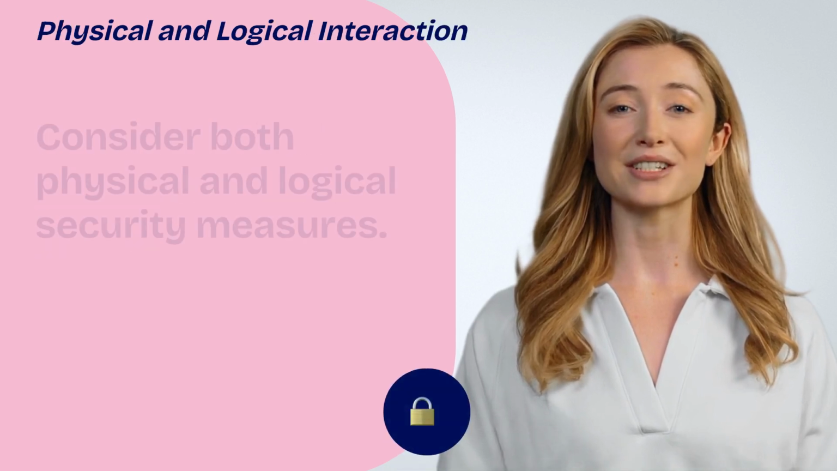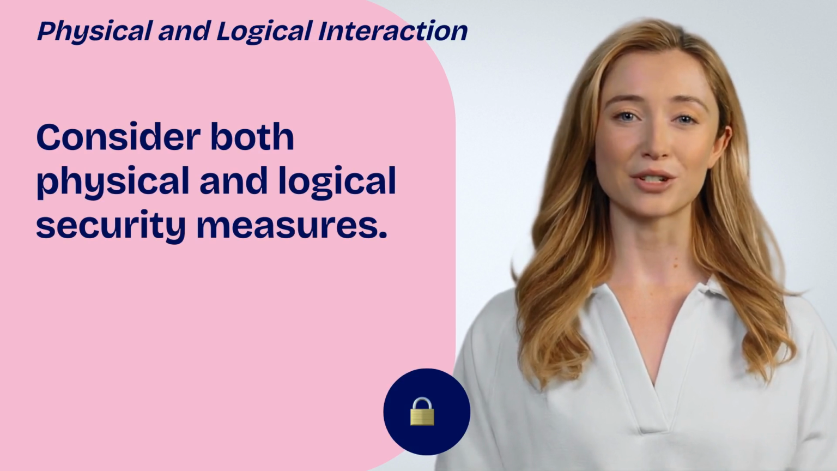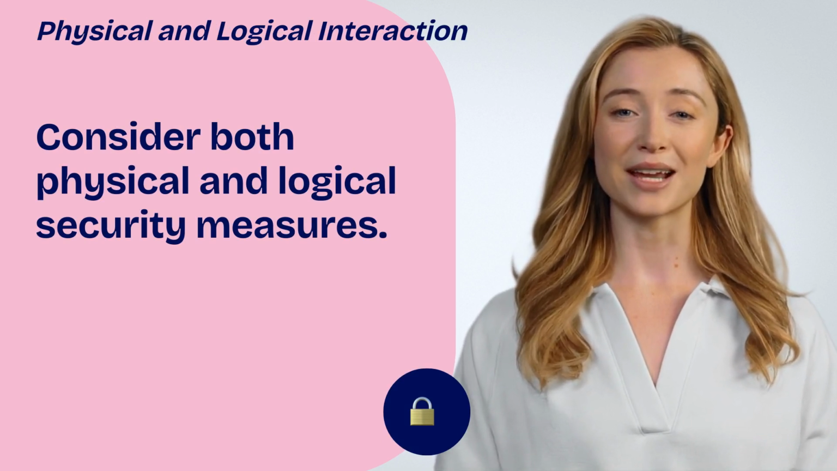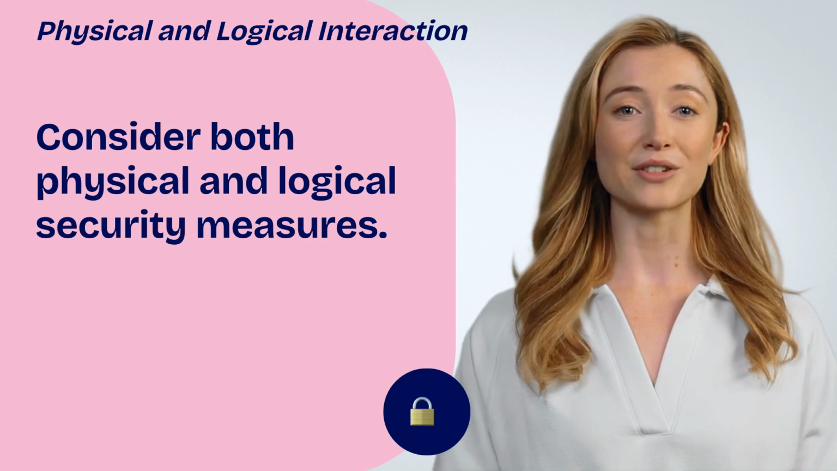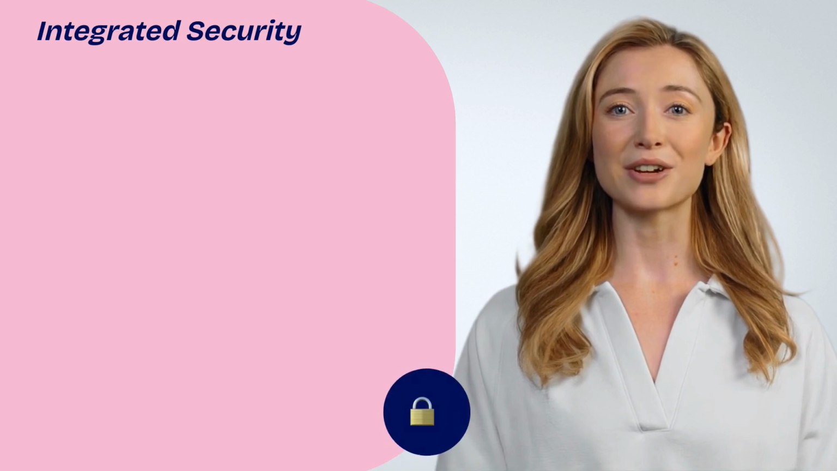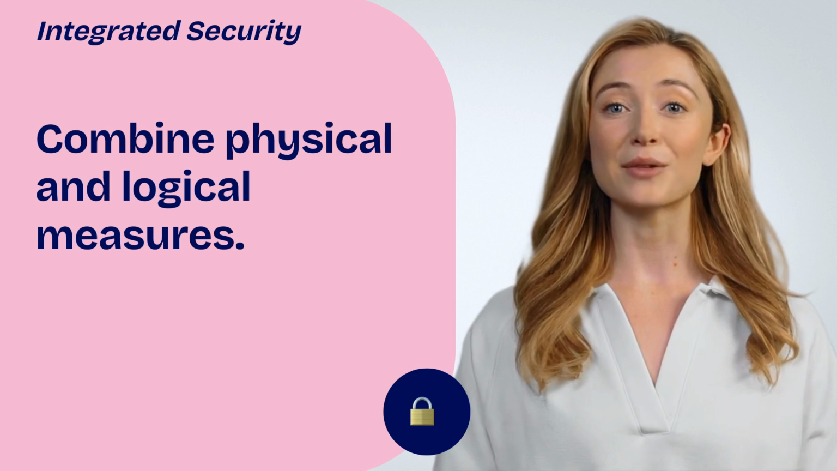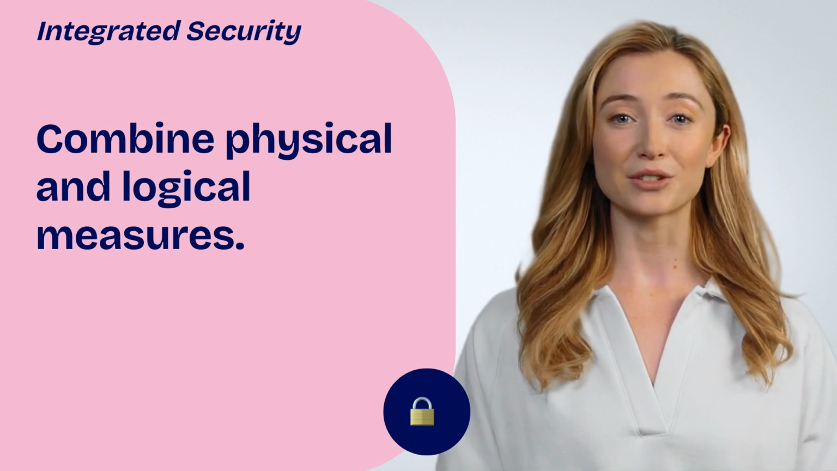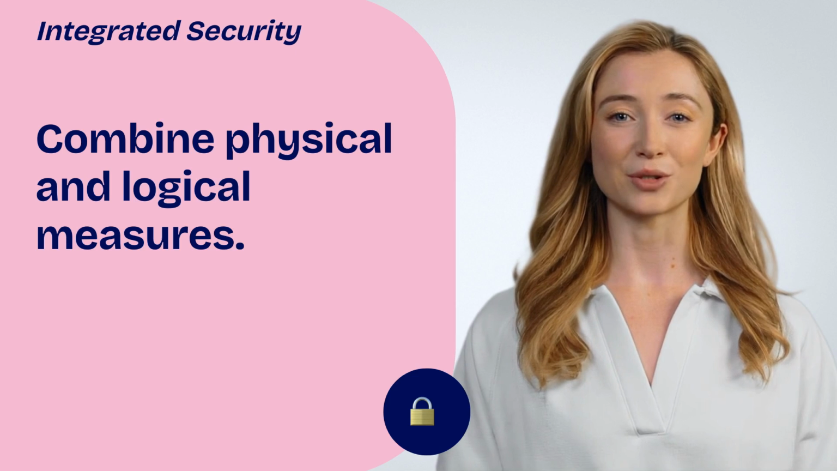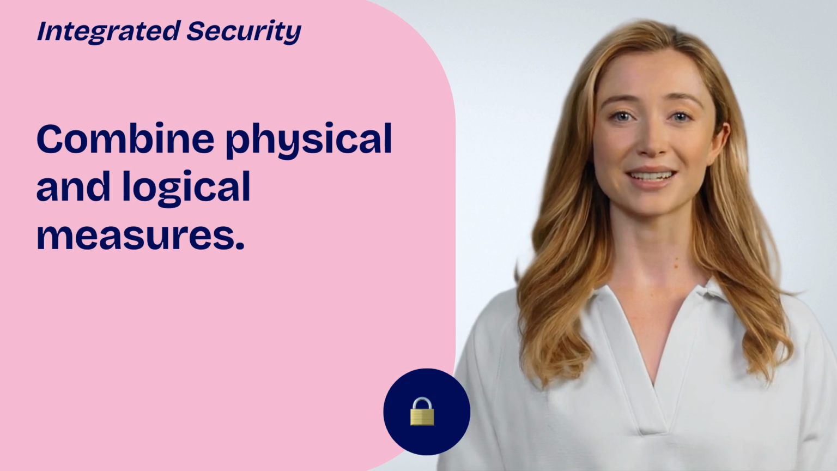We also need to consider how physical and logical topologies interact. You might have a secure logical setup, but if someone can physically access your network equipment, all that security can be bypassed. Integrated security. Combine physical security measures with logical ones. For example, if you have a secure logical setup, ensure physical access is equally controlled. Use network switches that can lock down ports if unauthorized access is detected.